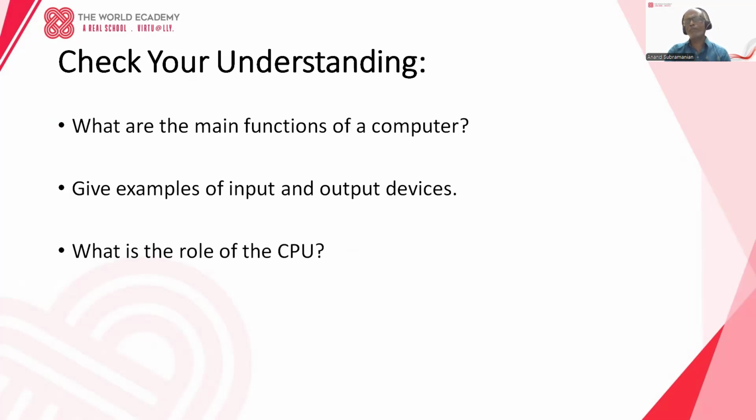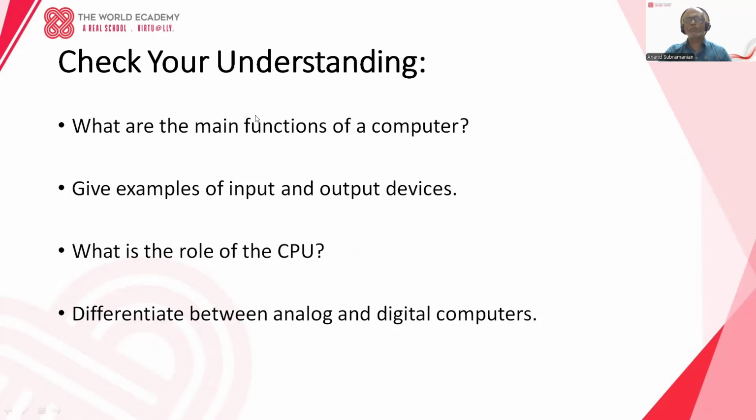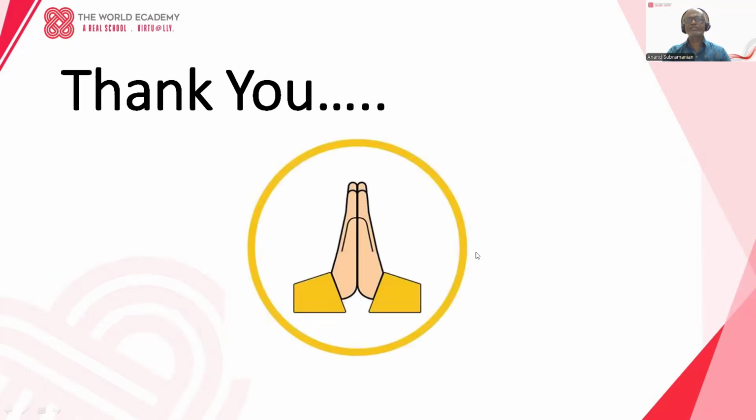What is the role of the CPU? It processes the data and instructions to control the overall operations of the computer. There are three main components: the control unit, the arithmetic logic unit, and the memory unit. These are the three components of the CPU that you have to understand. What differentiates analog and digital? Analog produces continuous data. Digital produces discrete data. That's all. Now we are done with this session.